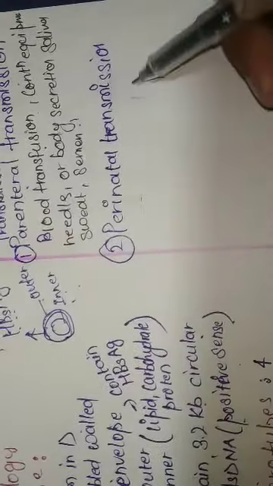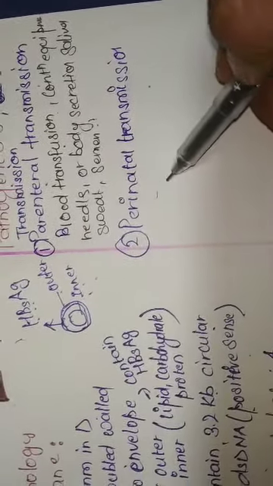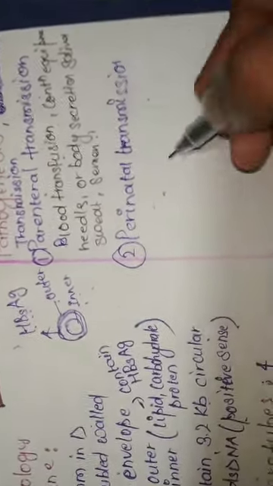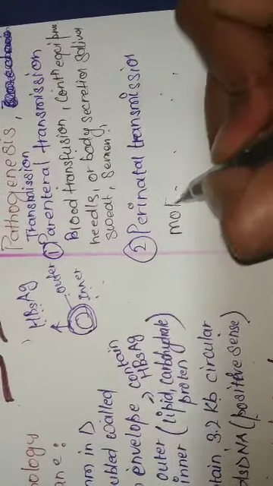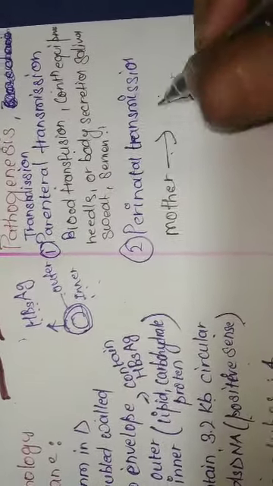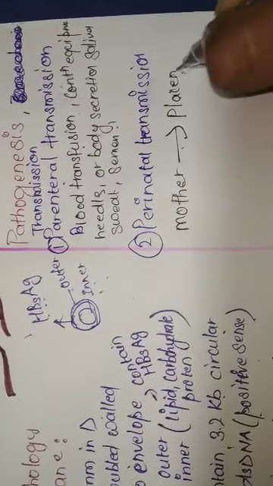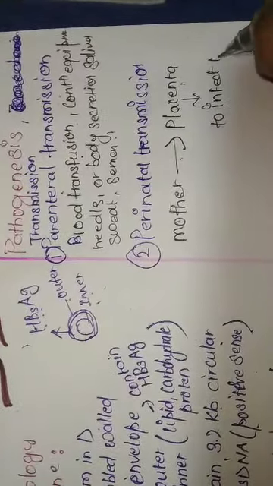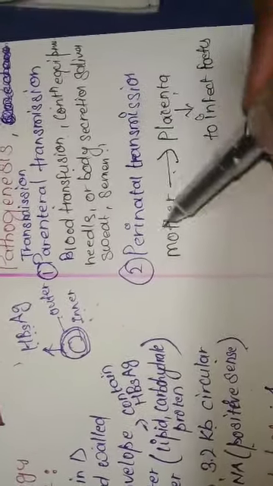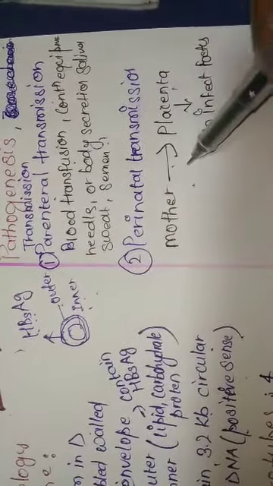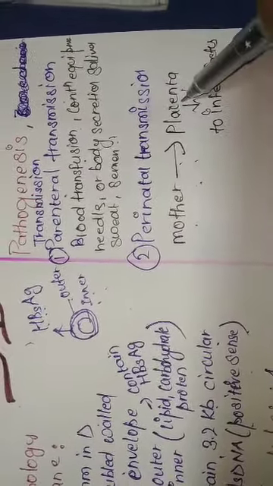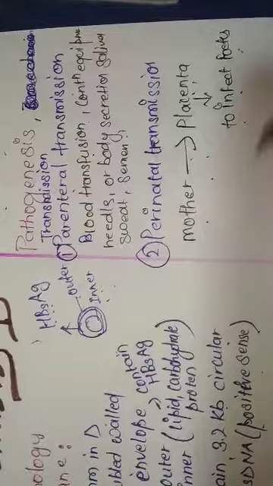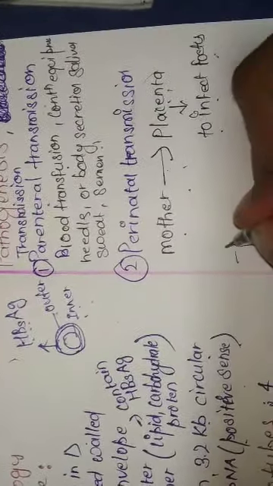Now we'll see perinatal transmission. In that, the hepatitis B virus can pass from the blood of an infected mother through the placenta to infect the fetus. The transmission may also take place during breastfeeding.